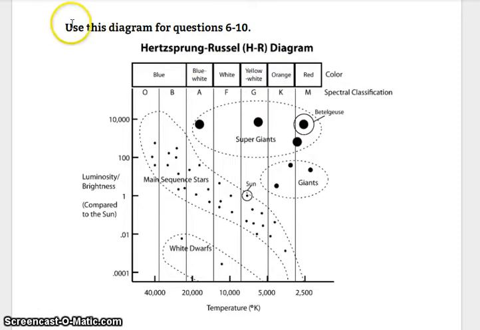You're going to use this diagram here for questions 6 through 10. We have luminosity or brightness on this side. You have temperature on the bottom. You have the colors at the top. Supergiants, Betelgeuse, giants, main sequence with our Sun right there, and white dwarfs.